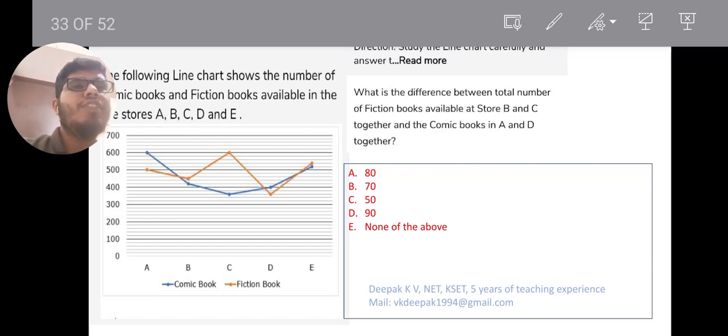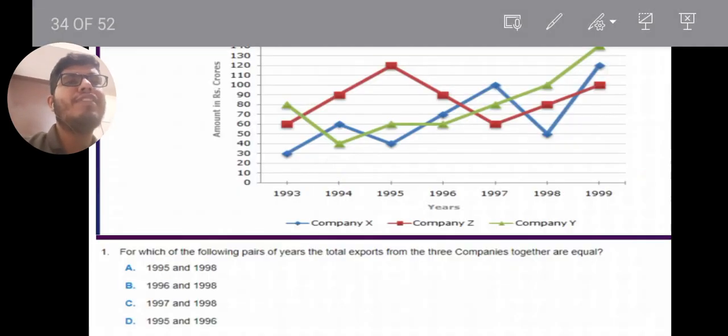You can total the total number of the fiction books available in B and C and comic books available in A and D and take the difference. This type of problem is already solved, so that is why I am skipping this. Well, so this is another chart.